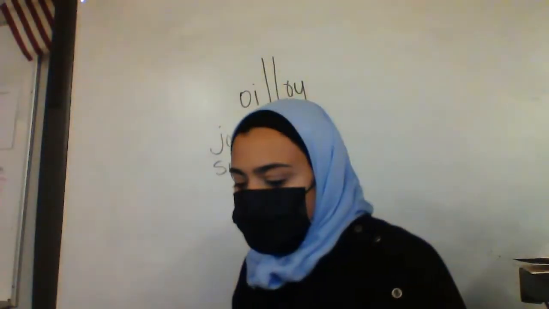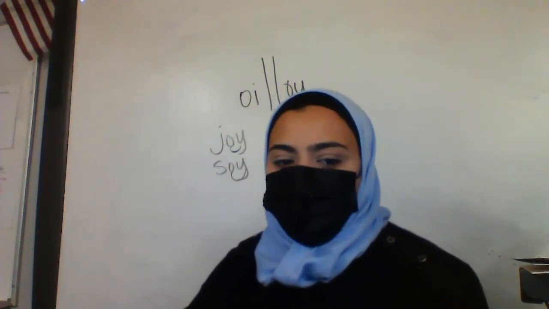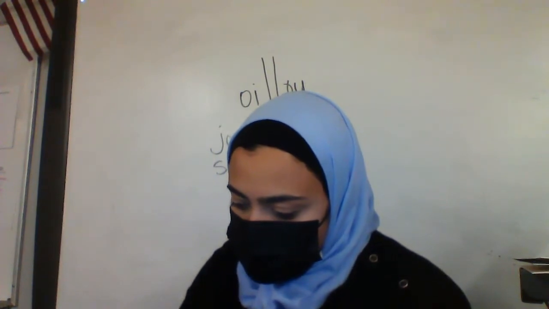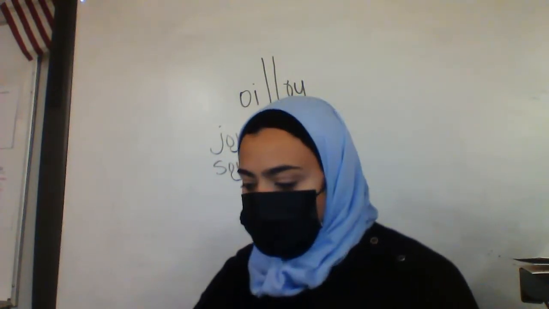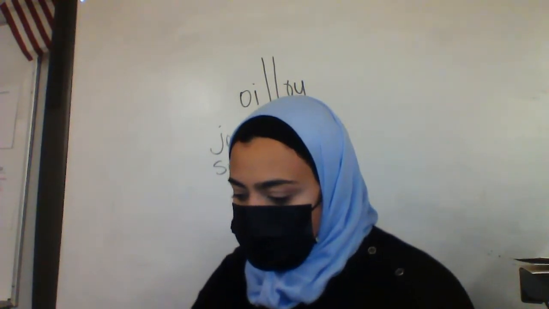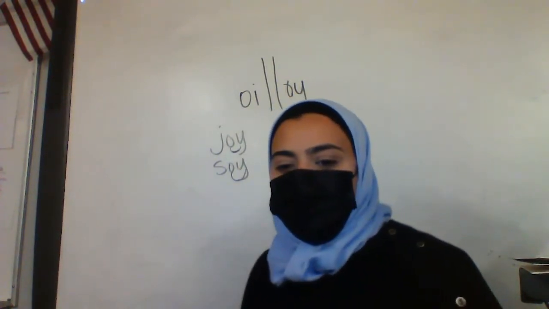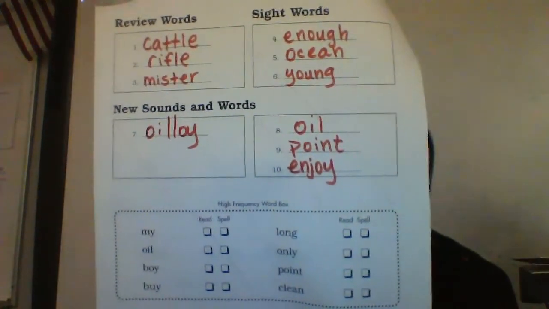All right, now we're going to practice spelling some words that have these diphthongs in them. Next to number 8, let's spell the word oil. How do we spell oil, class? O-I-L. Very good. Next to number 9, spell the word point. How do we spell point, class? P-O-I-N-T. Excellent. Next to number 10, enjoy. E-N-J-O-Y.